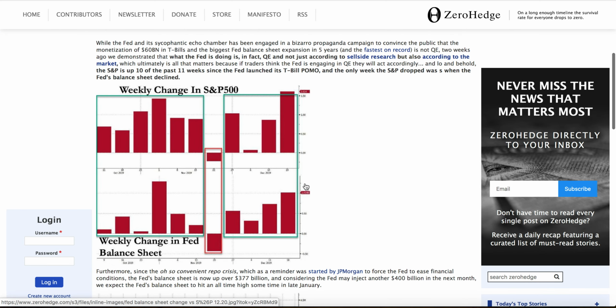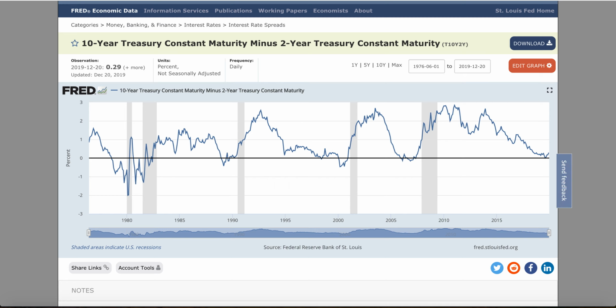So let me know what you think about the QE. Do you think the Repo is another form of QE, or you don't think so? If you disagree, please comment below. If you agree, please comment below as well. I would love to hear from you. This is pretty interesting how it turns out. Nobody has a crystal ball, and I don't have a crystal ball as well.